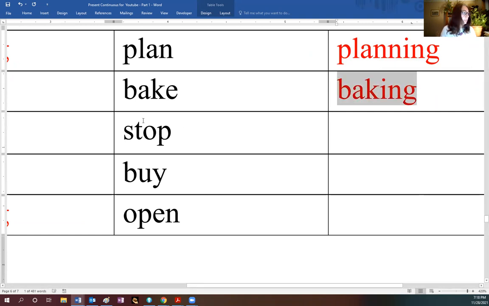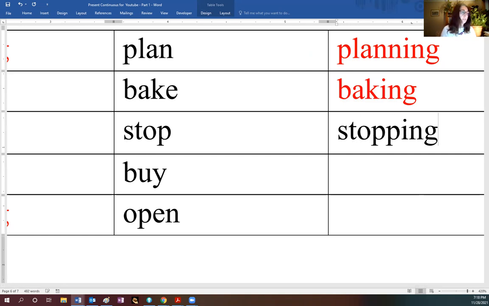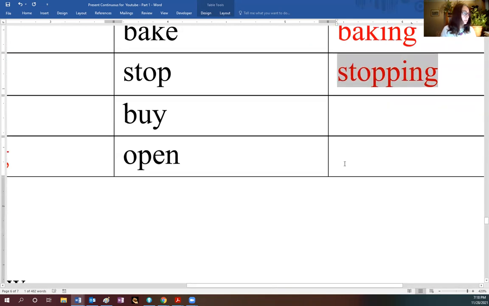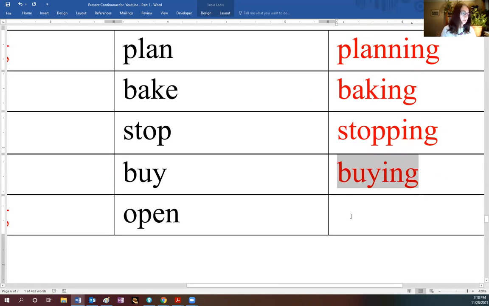Okay, stop. T is a consonant, O is a vowel, P is a consonant again. What do you do? You double the last consonant. So stop, stopping. Okay, there you go, double P. I am stopping this right now. Okay, buy will be buying, only ing as most of them. Okay, and open, opening.